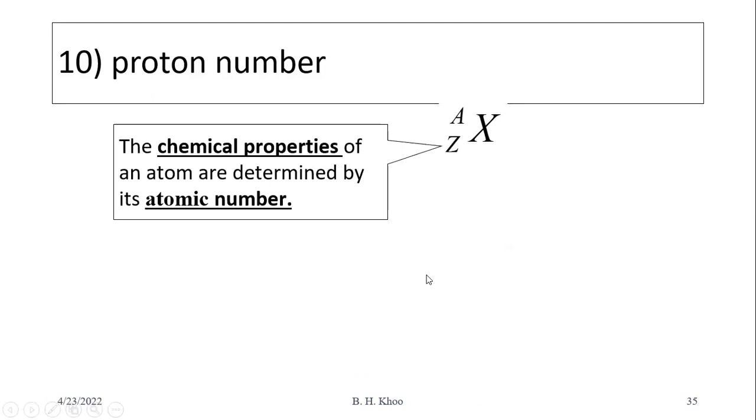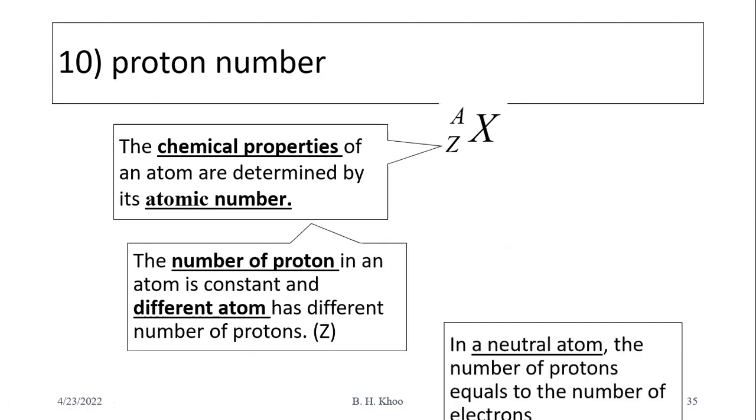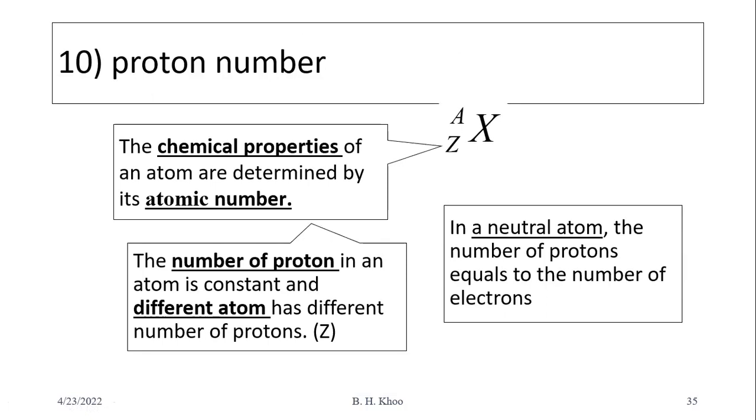Right? Chemical properties of the atom are determined by your Z, atomic number. Number of protons in an atom is constant. Right? For a particular element, the number of protons is constant. And different atoms have different numbers of protons. In a neutral atom, the number of protons equals the number of electrons.